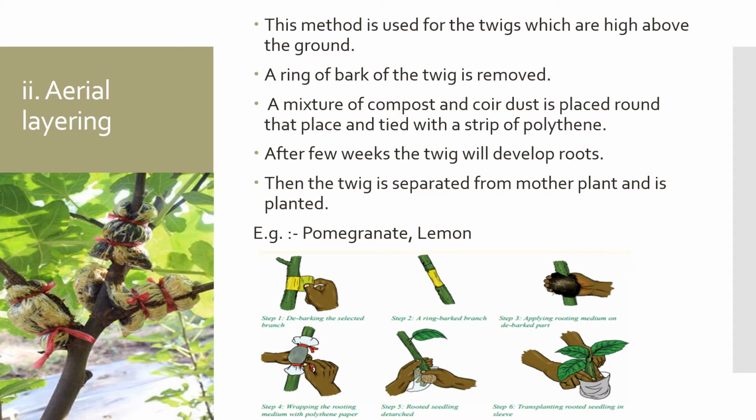Here you have to remove the ring of bark like this, and you have to apply compost and coir dust and wrap it using a piece of polythene and allow it for development of roots. And after developing roots, you have to remove that twig from the mother plant like this and plant it in a necessary place. So this is what you have to do in aerial layering to obtain new plants.